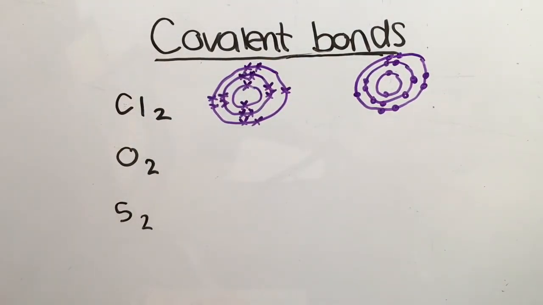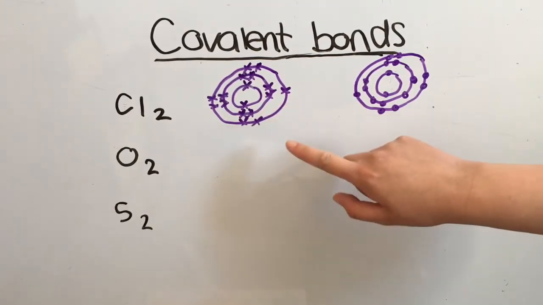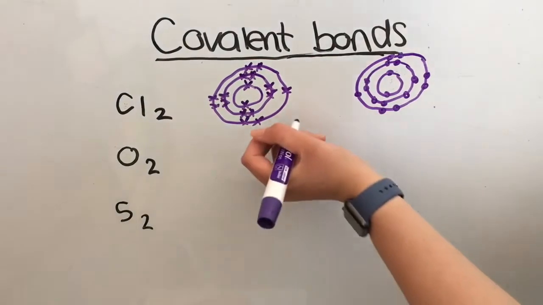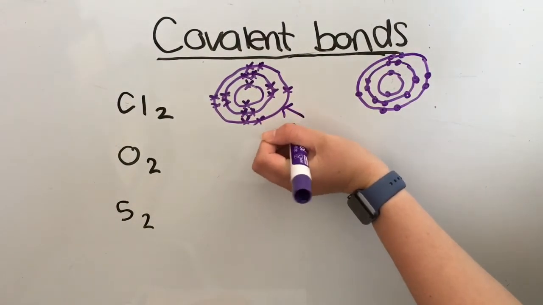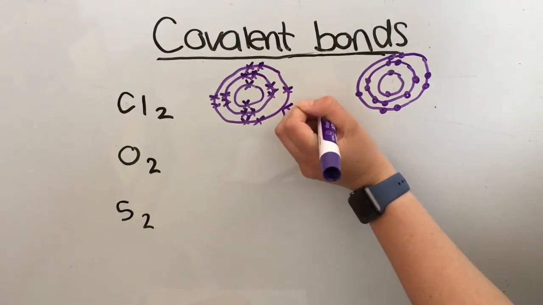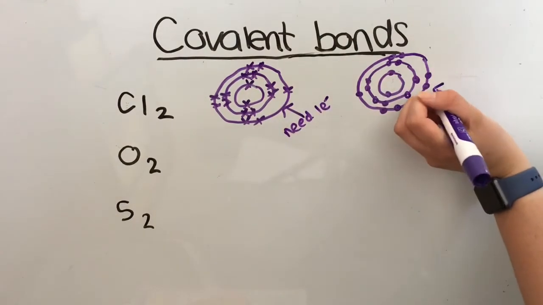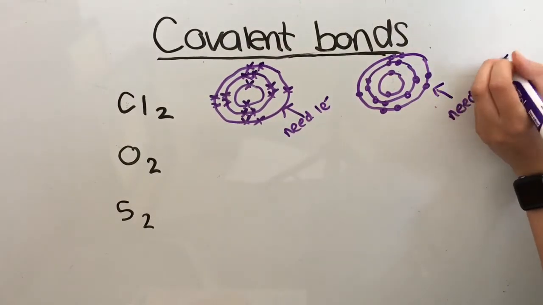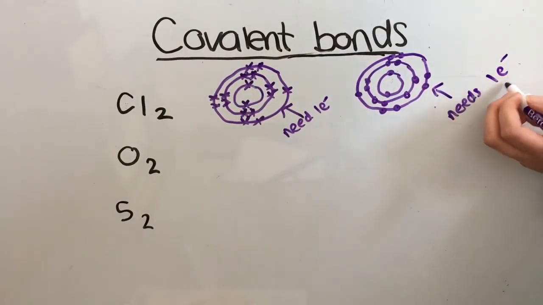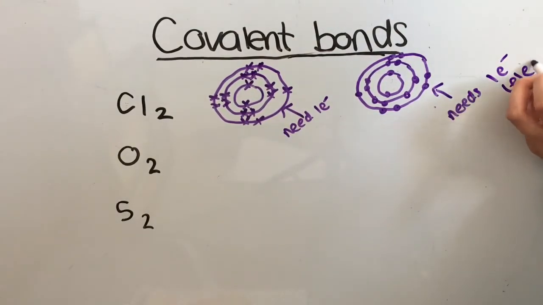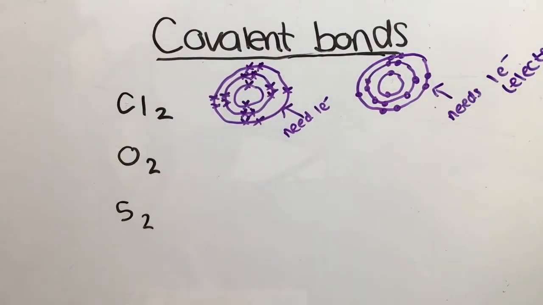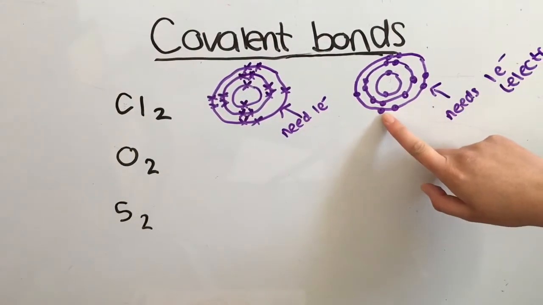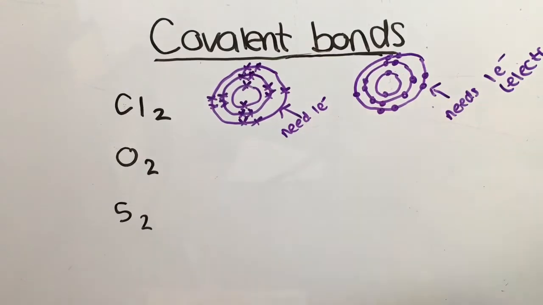The second thing I asked you to do was tell me how many electrons they need to have a full outer shell. This one needs 1 more, and this one also needs 1. I've drawn that as e minus, which is just a shorthand way of saying electron. So this one needs 1 electron, that one needs 1 electron.